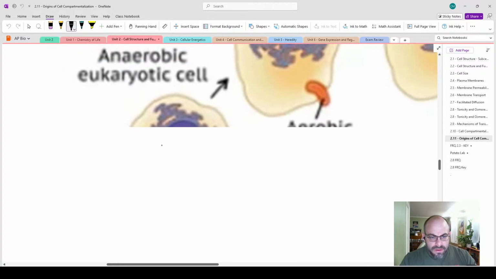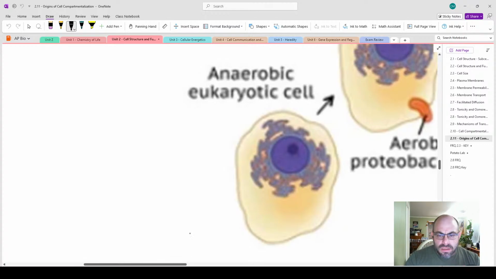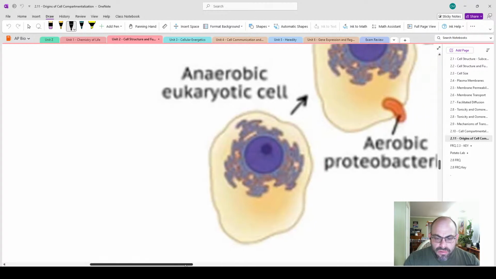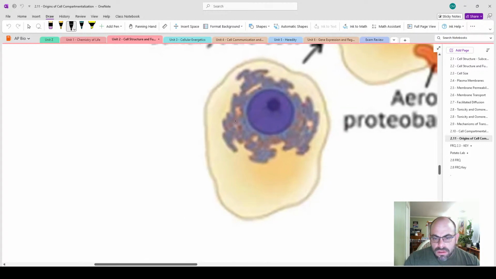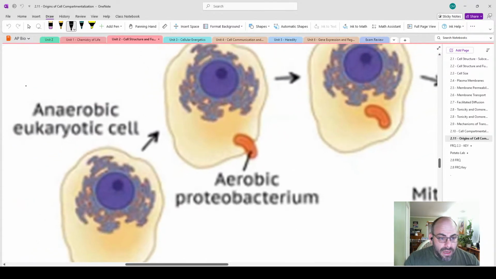Now this cell has a nucleus, but it doesn't matter. It doesn't really change our story any. So this cell is just a prokaryotic cell, or this says eukaryotic cell, whatever, it doesn't matter. Just ignore the picture. This is a cell and it's chilling, right? And then it eats this, and this is an anaerobic cell, right? Anaerobic means no oxygen, right?